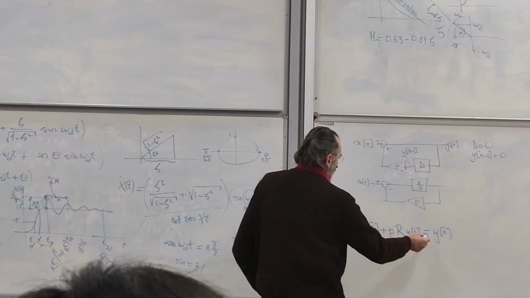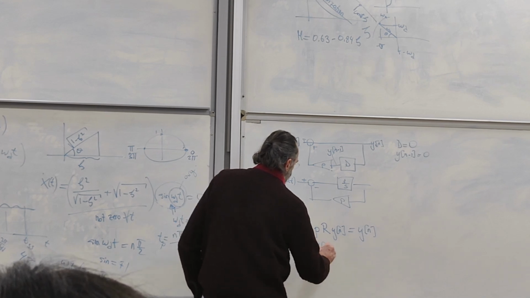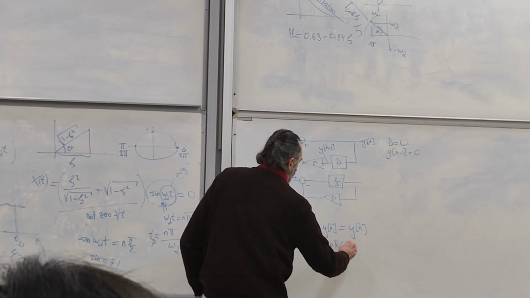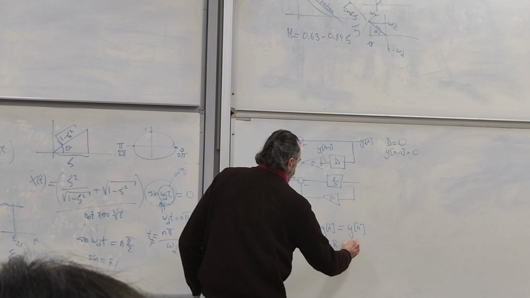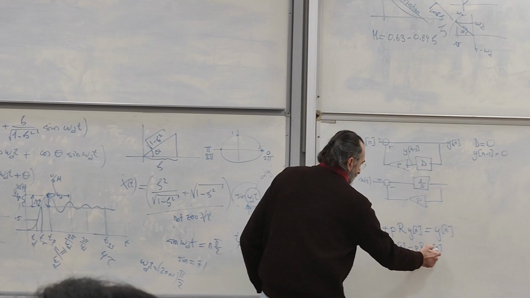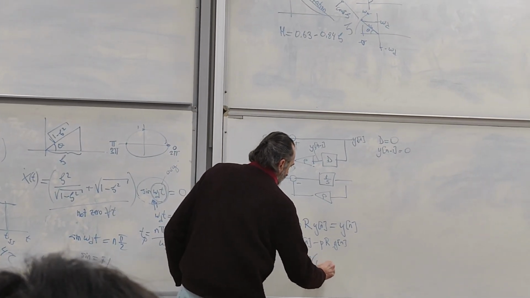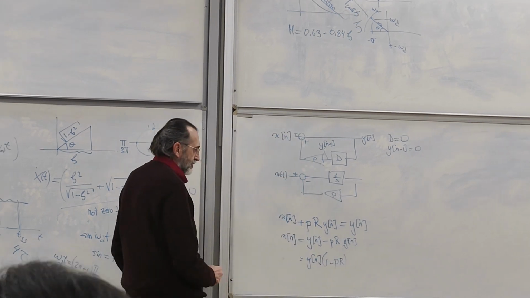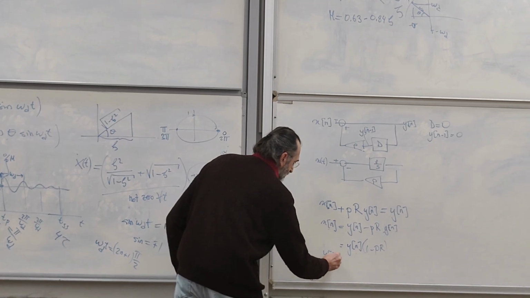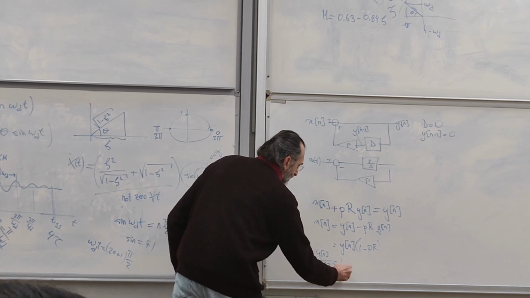So I do the algebra: x of n equals y of n minus p R y of n. And then I put y of n in parentheses, times 1 minus pR. And then the output to input relationship becomes 1 over 1 minus pR.